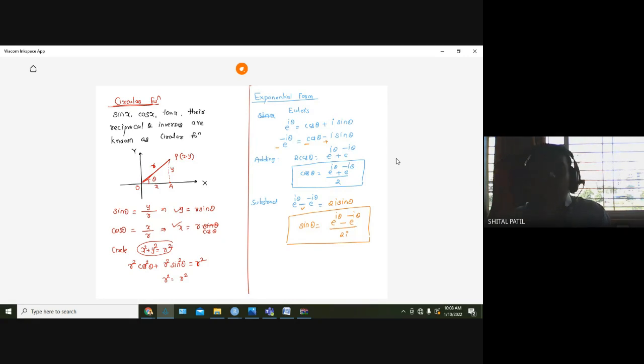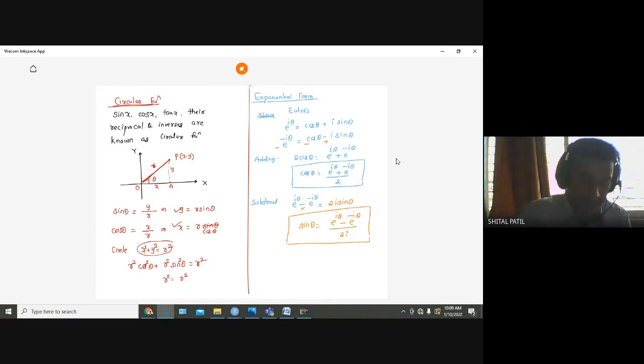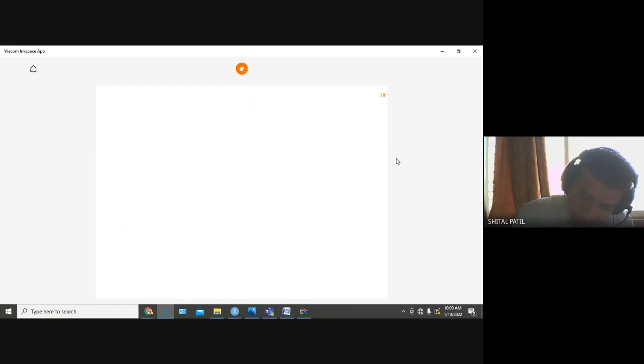Clear? This we already studied in the 12th. What circular function is. Now we have to study what the exponential function is. Okay, so let me go to the next page. Hope you are writing simultaneously. Keep the habit of writing, else afterwards it will be difficult for you to write it. Keep the habit of writing everything.